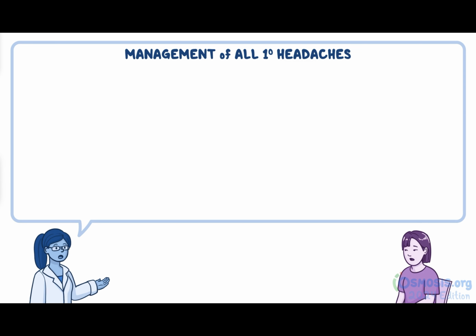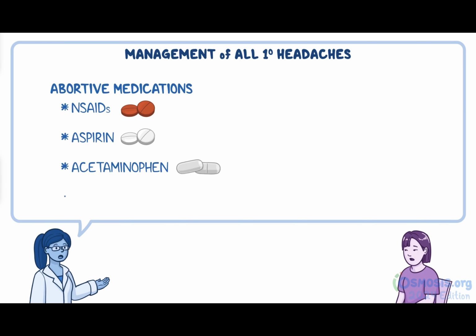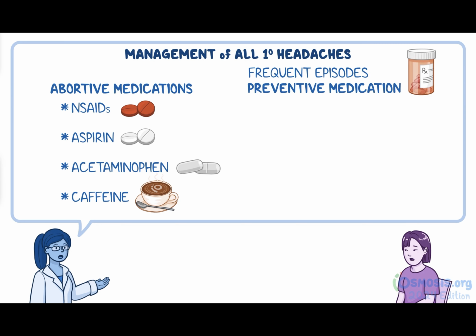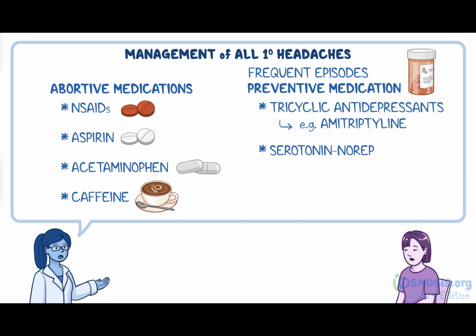During an acute episode of a tension-type headache, options for abortive medications include nonsteroidal anti-inflammatory drugs, or NSAIDs, aspirin, acetaminophen, and caffeine. For patients with frequent episodes, consider starting a preventive medication. Options include tricyclic antidepressants such as amitriptyline and serotonin norepinephrine reuptake inhibitors, SNRI, like venlafaxine.